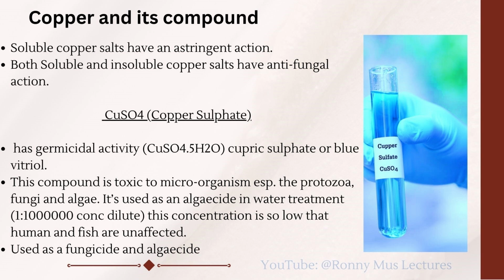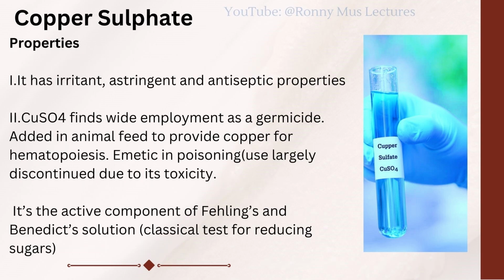It has germicidal activity, and it is toxic to microorganisms such as fungi, algae, and protozoa. Therefore, during water treatment, it can be used as an algicide, but you have to use a concentration that is very low so that it does not harm humans and also fish. So copper 2 sulfate can be used as a fungicide and also as an algicide. Copper 2 sulfate has irritant, astringent, and antiseptic properties.